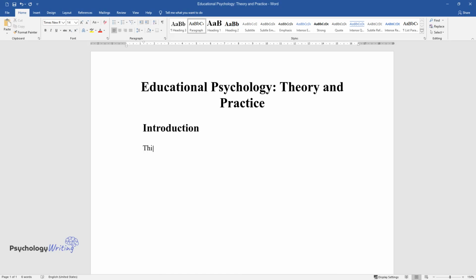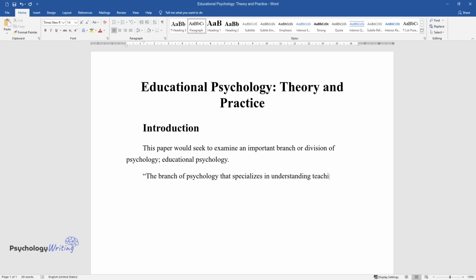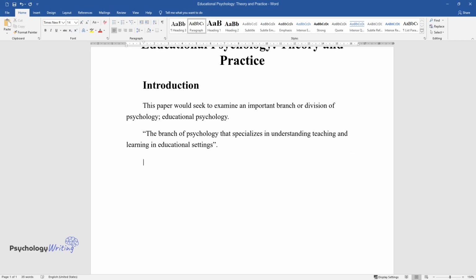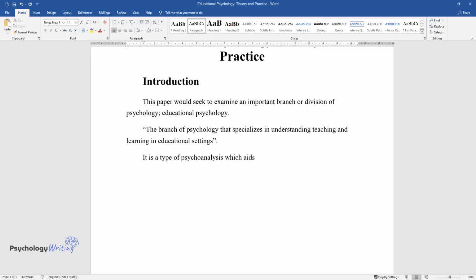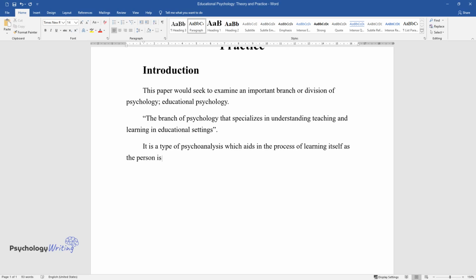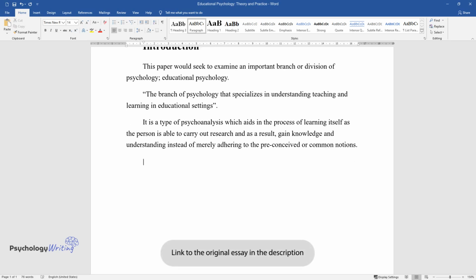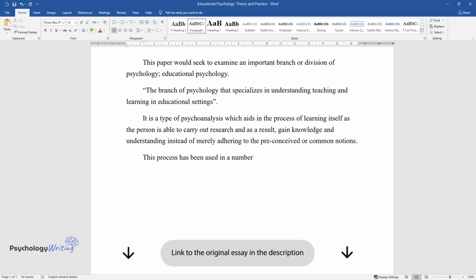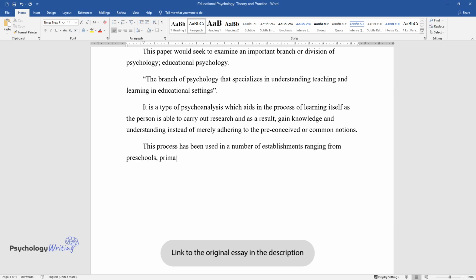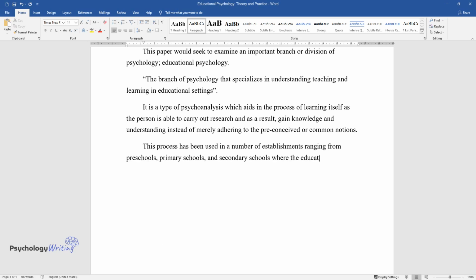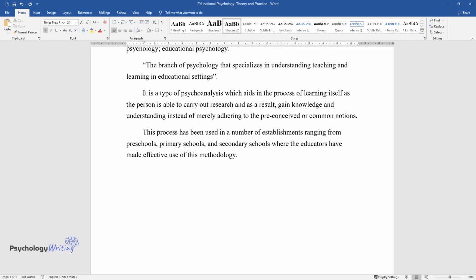Introduction. This paper would seek to examine an important branch or division of psychology, educational psychology. The branch of psychology that specializes in understanding teaching and learning in educational settings. It is a type of psychoanalysis which aids in the process of learning itself as the person is able to carry out research and as a result, gain knowledge and understanding instead of merely adhering to the preconceived or common notions. This process has been used in a number of establishments ranging from preschools, primary schools, and secondary schools where the educators have made effective use of this methodology.